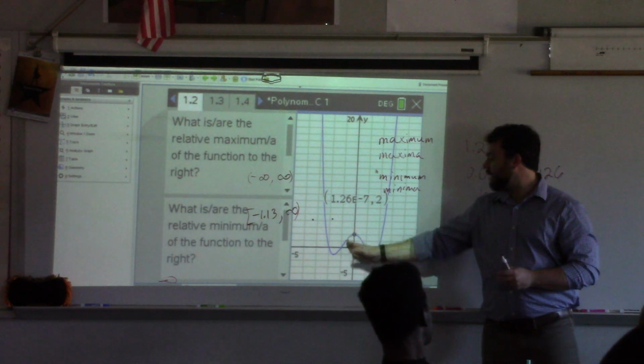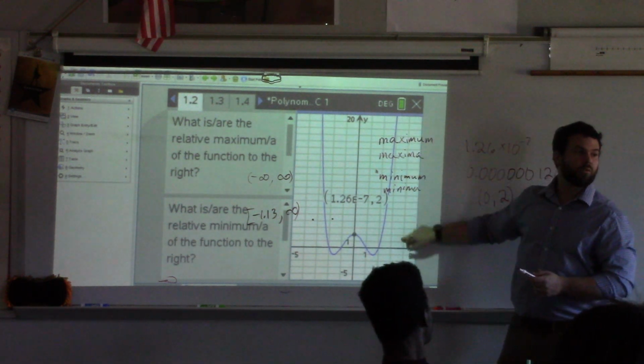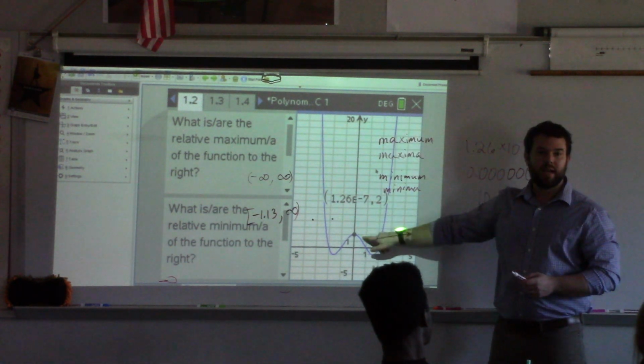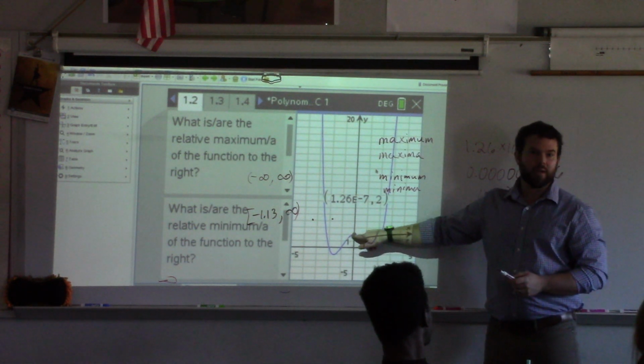And so I had to go right around here. If I actually went too far to the right, it was going to pick up one of these points because that's higher than that point. But we only want that relative maximum.